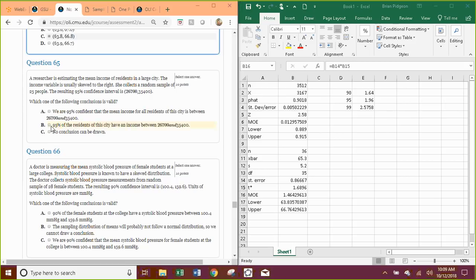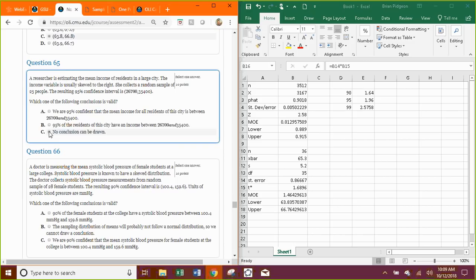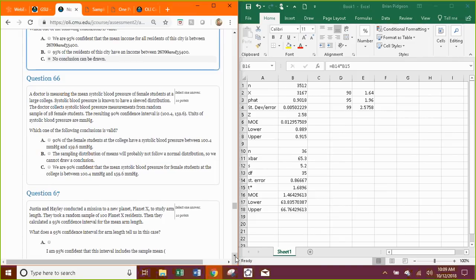So with this question, though, because the population is skewed and our random sample is only 25, we really can't draw any conclusions because that sample size is not large enough.